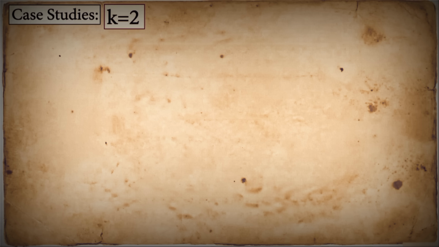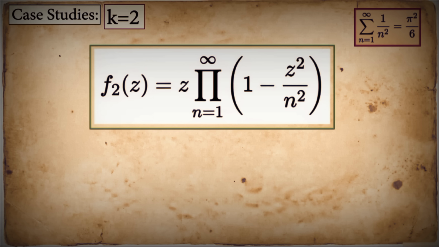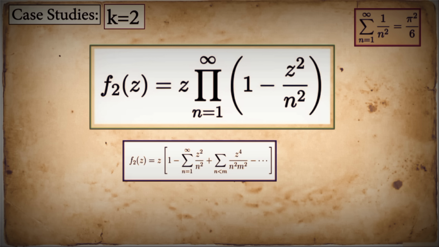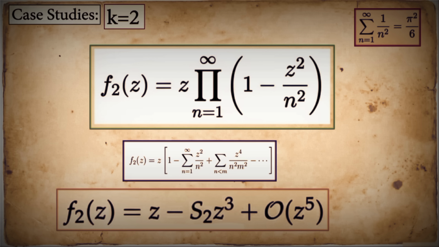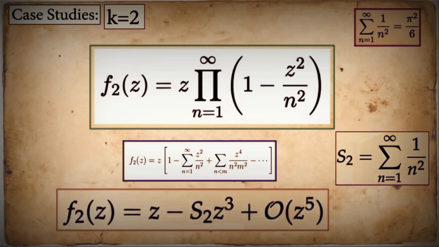We begin with k equals 2. Define the function as z times the infinite product over positive n of 1 minus z squared over n squared. Expanding algebraically, the coefficient of z cubed is the negative of the sum of 1 over n squared. This is zeta of 2, unknown for now. The zeros of this function are the positive and negative integers. The primitive second root of unity is -1, so the two roots of unity are 1 and -1.